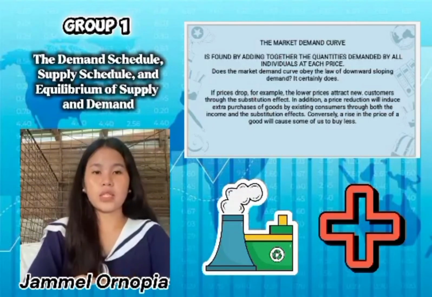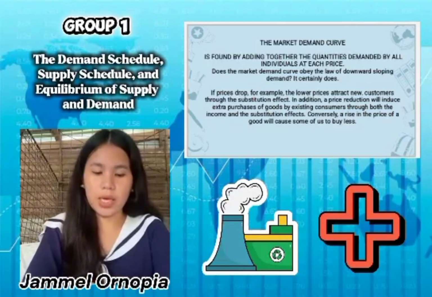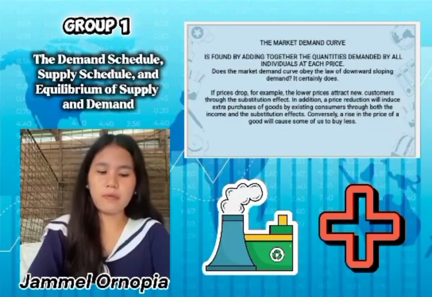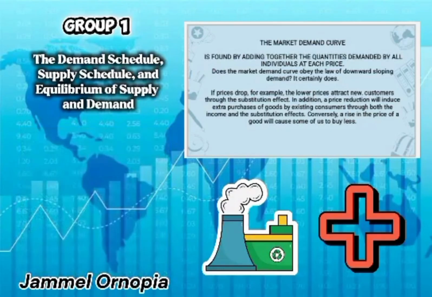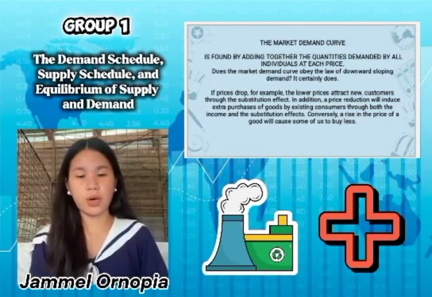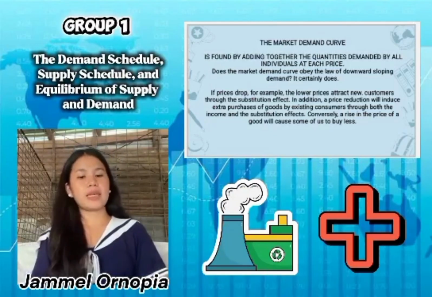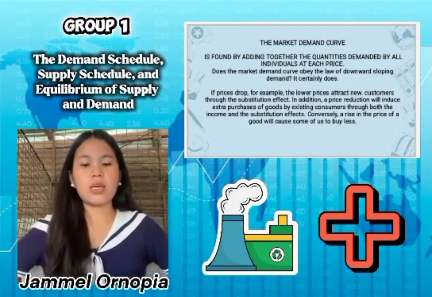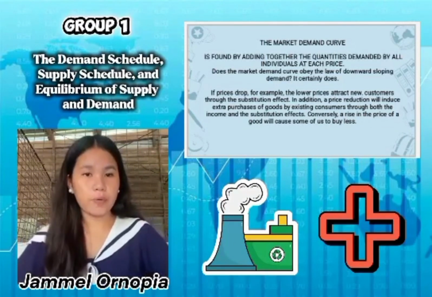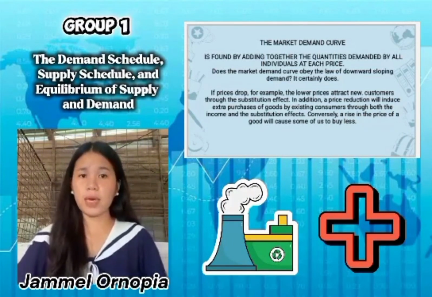When something gets cheaper, people buy more, and when it gets more expensive, they buy less. So ang market demand curve, makita ni siya kung i-add ang tanan nga ginapamalit sa mga tao sa lain-lain nga presyo. So does the market demand curve obey the law of downward sloping demand?